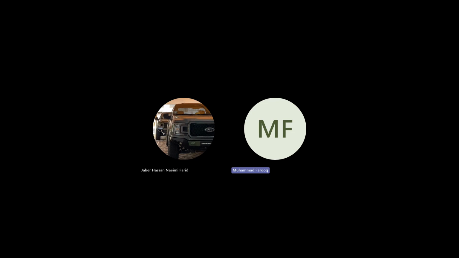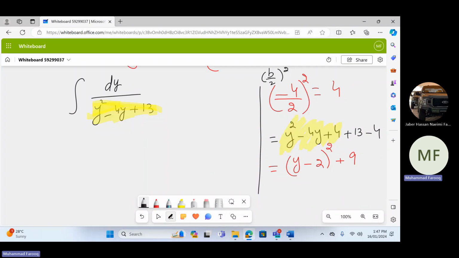Okay, so now our discussion has taken this form. Integrate dy divided by (y minus 2) squared plus 9, dy. Now, please check, which format is this? If you open the formula sheet, please.